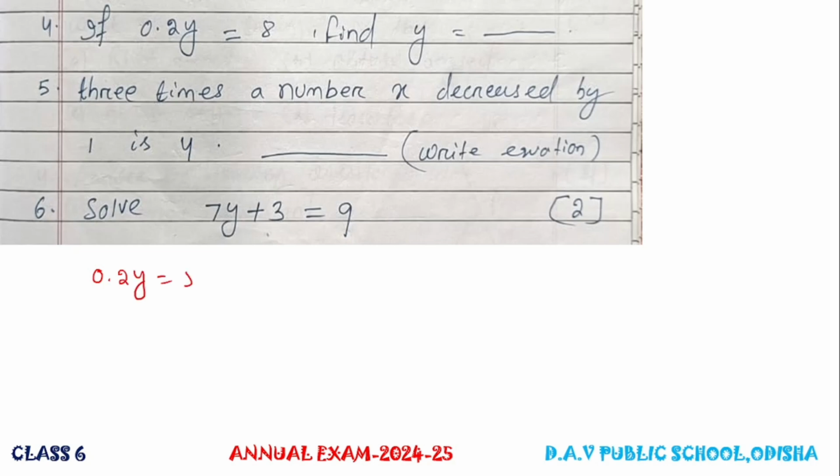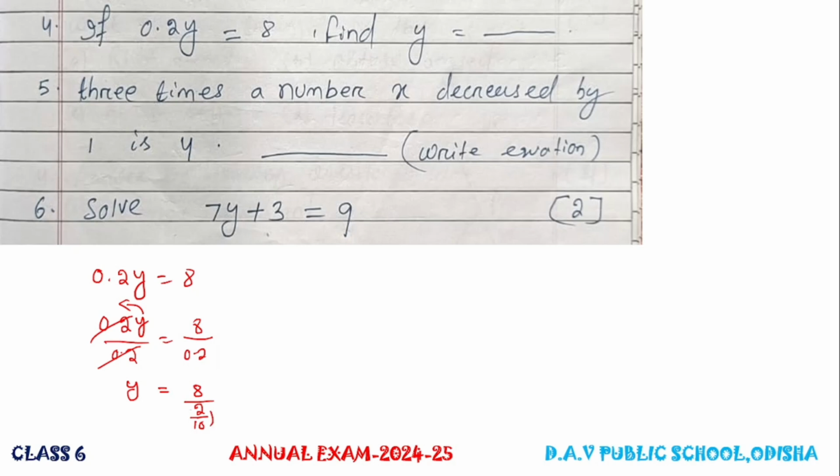Next question. If 0.2y equal to 8, find the value of y. We can write 0.2y is equal to 8. Now 0.2y divided by 0.2 is equal to 8 divided by 0.2, because y is multiplied by 0.2, so when we divide it will cancel. Yes or no? Now y is remaining, so y equal to 8 divided by 0.2, means 2 by 10.